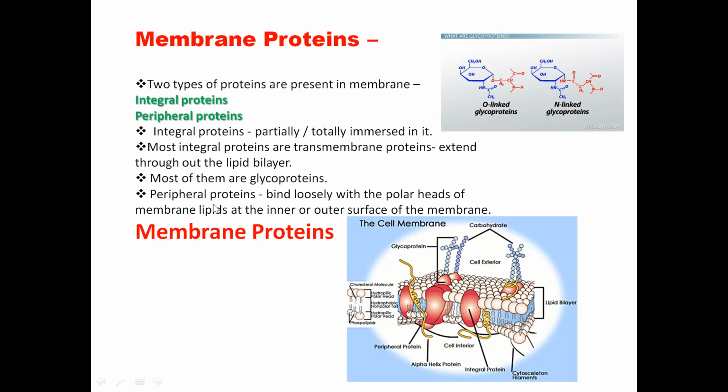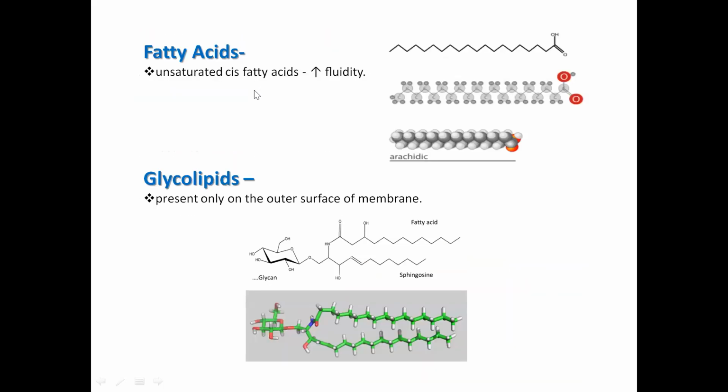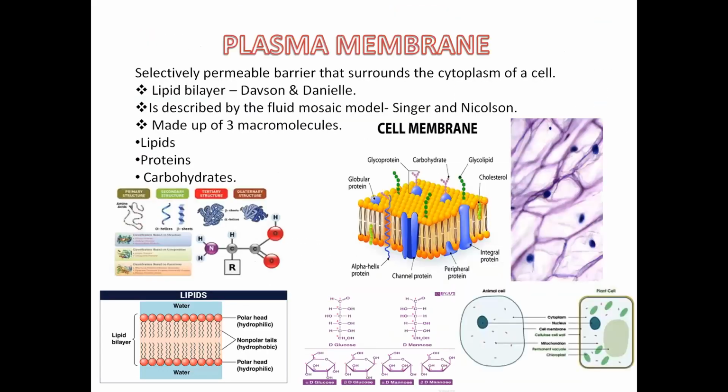Lipids contain two parts. The tail is hydrophobic, while the upper part is hydrophilic. The upper part binds loosely with proteins, so these peripheral proteins are attached loosely to the polar heads of the lipids. If you talk about the function, transmembrane proteins act as ion channels, carriers and transporters, and peripheral proteins act as receptors and enzymes. So this is what I have discussed regarding the chemical nature of the plasma membrane.